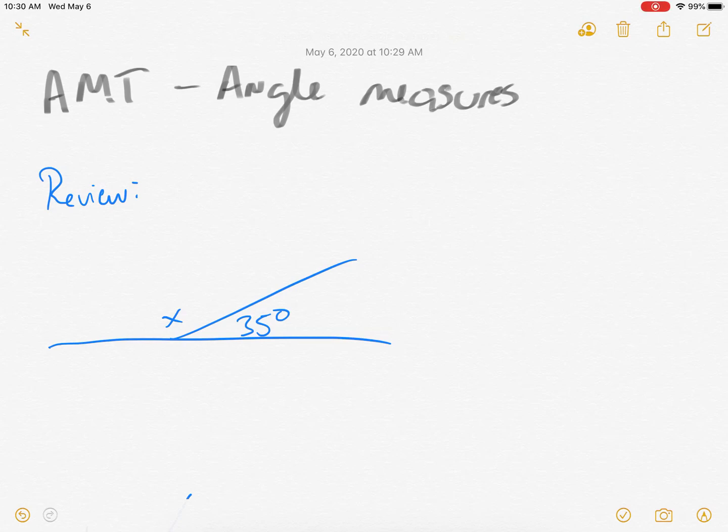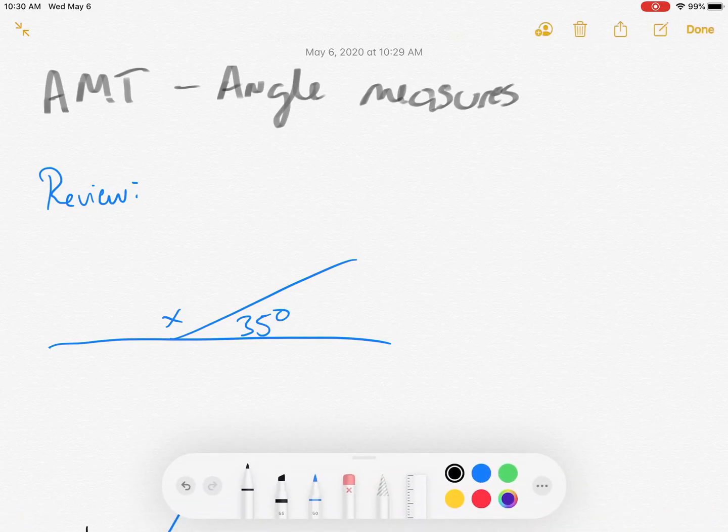Hello everybody, today we're going to move along with our angle measures unit. Just to start, if we want to solve for x in this first picture, we can assume one thing about this diagram, and that is that these two angles are supplementary. So that means they add up to 180. So we would say x plus 35 is 180.